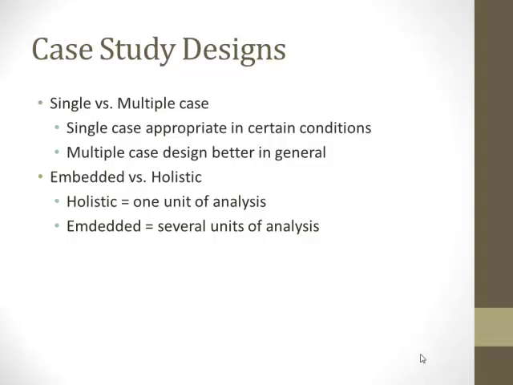The next dimension is embedded versus holistic studies. In holistic studies, there's only one unit of analysis. In our example, that would be the worker. We simply look at workers and how they feel and what their behavior is, or their motivation seems to be.